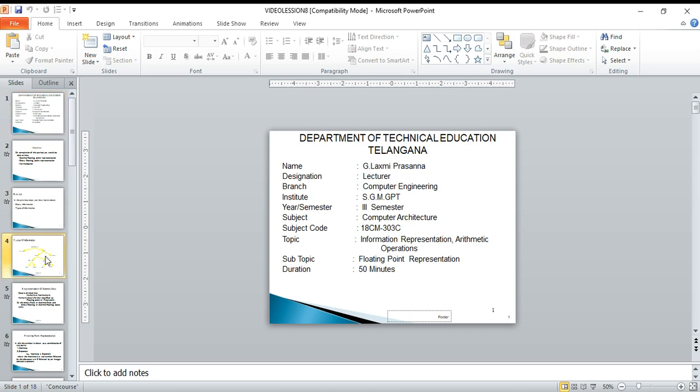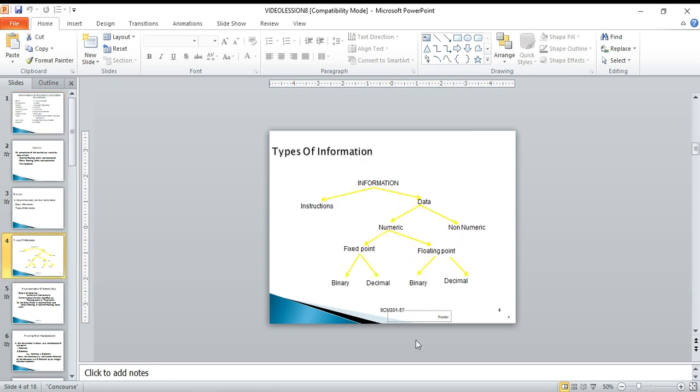In the last class, I told you the tree of the information. Here, this is the tree of the information. This tree represents how you can represent the data. Here, this is the information. Information is nothing but combinations of instructions and the data.